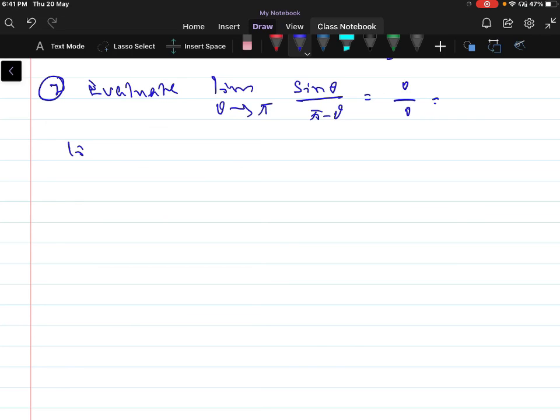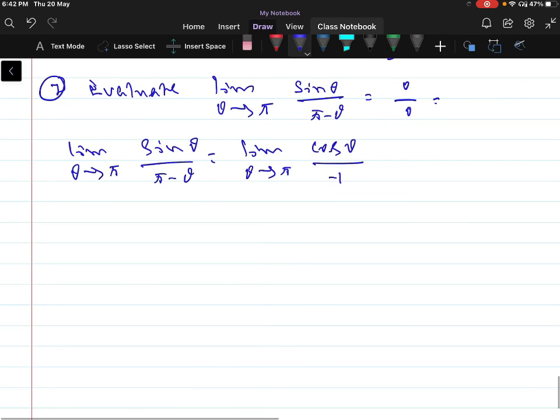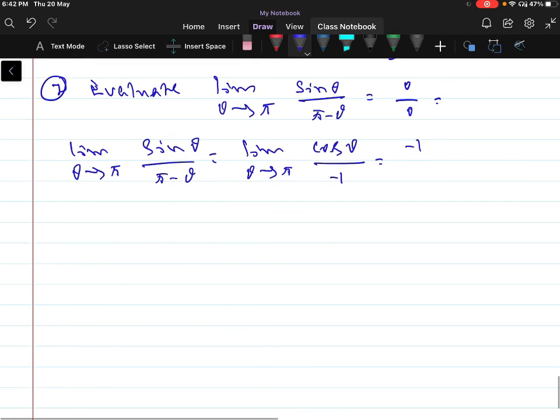So the limit as theta approaches pi of the function sin theta by (pi minus theta) can be written as: differentiate the numerator sin theta, that is cos theta, by pi minus theta differentiated with respect to theta, that is minus 1. So let us apply theta equal to pi: cos pi is minus 1, by minus 1, that is equal to 1. So the limit is 1 for the function sin theta by (pi minus theta) when theta approaches pi.